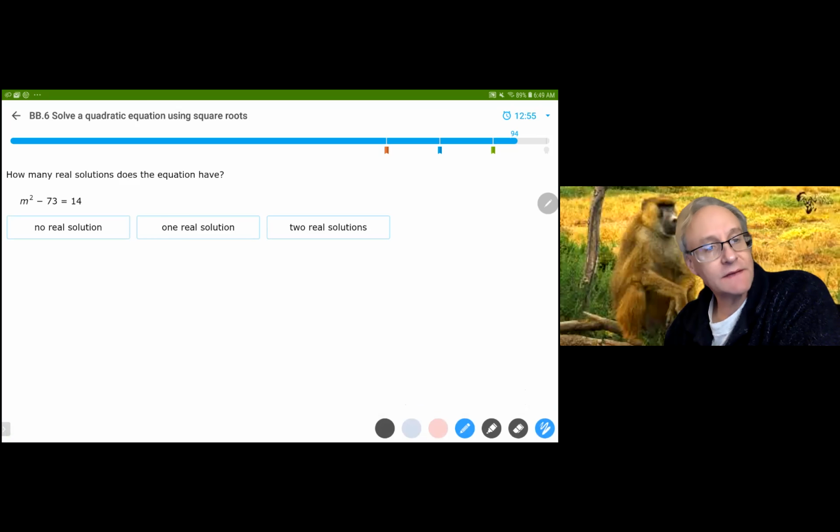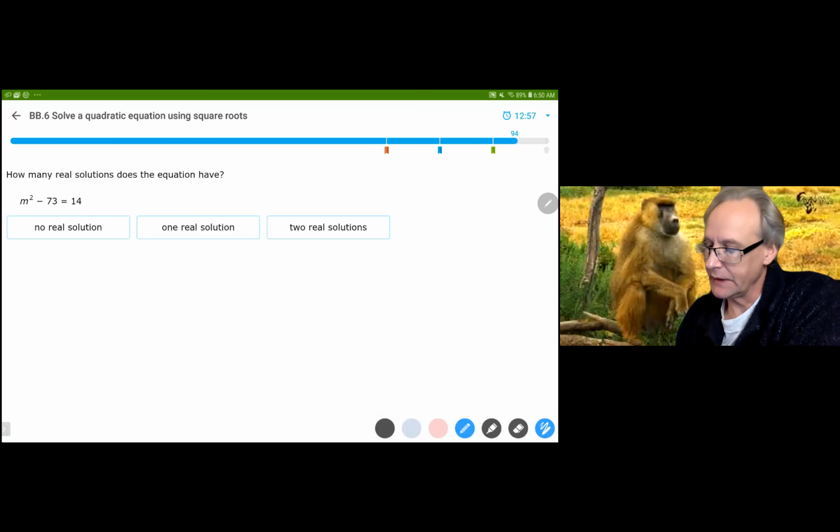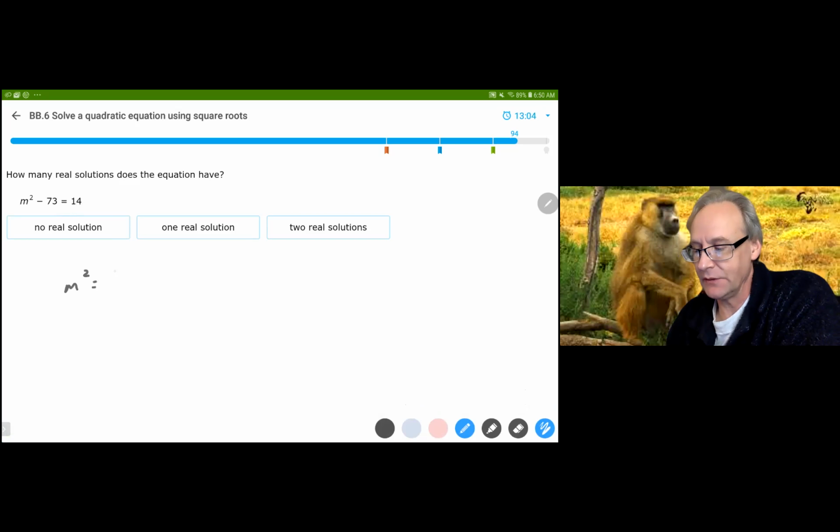Okay, this time we're going to add 73 to both sides. We're going to get m squared is equal to, man, that sure looks like 81, but it's not. It's 91, isn't it? Oh no, it's, I can't add today, 87. I'm going to add 73 to both sides, and sure enough, that's 87. That's a prime number, so there's not going to be any reducing. You just have to take the square root.